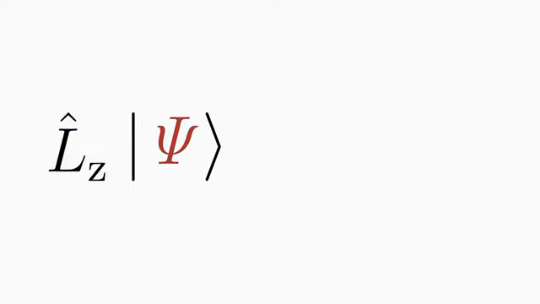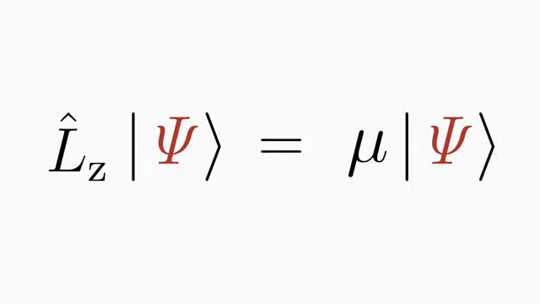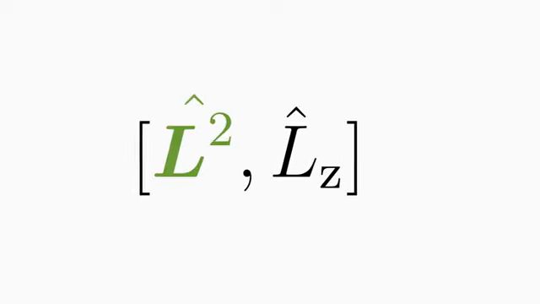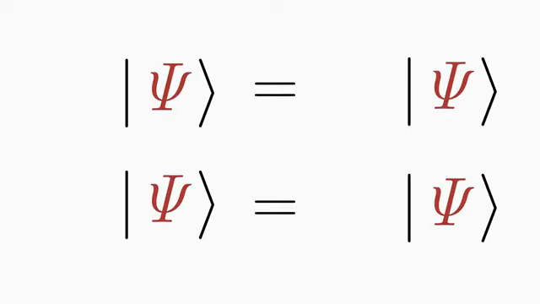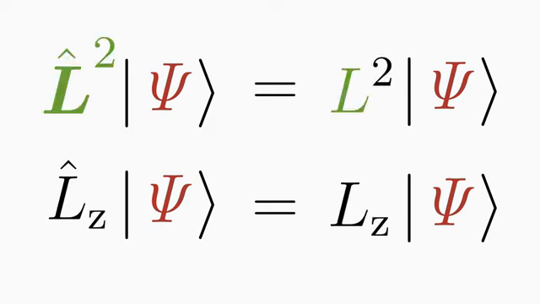And if Lz is applied to the state psi, which is also an eigenstate of Lz, then we again get the scaled eigenstate out with a different eigenvalue mu. This eigenvalue represents the magnitude of the angular momentum component Lz. If the commutator of L squared and Lz vanishes, and it does, then we know that there is a state psi that is simultaneously both an eigenstate of L squared and an eigenstate of Lz. With the help of the latter operators, we can determine these eigenvalues of L squared and Lz a bit more precisely.